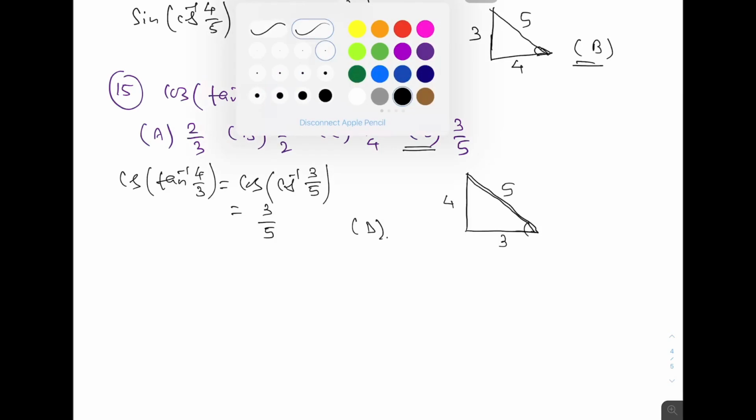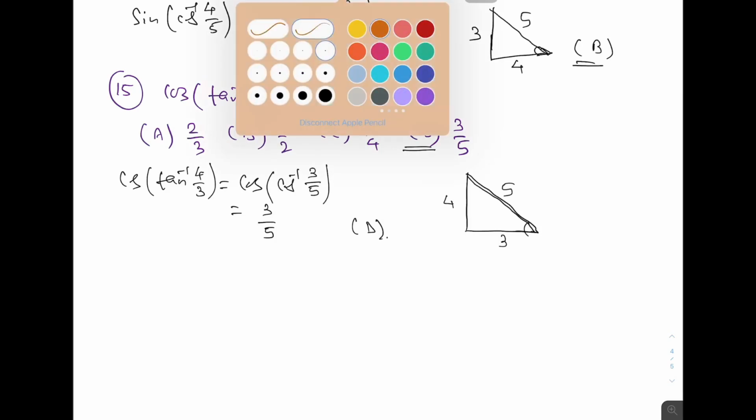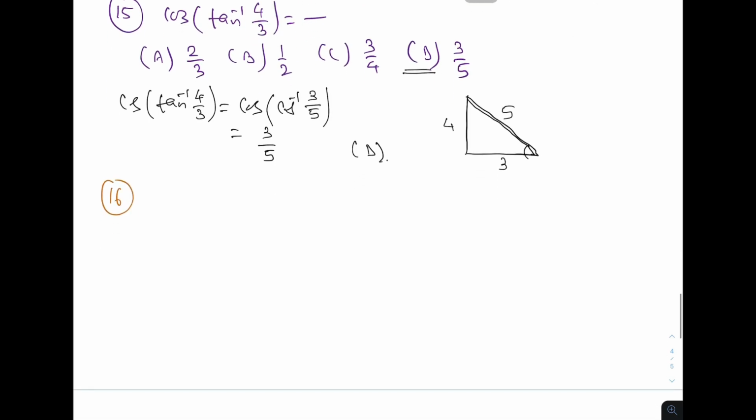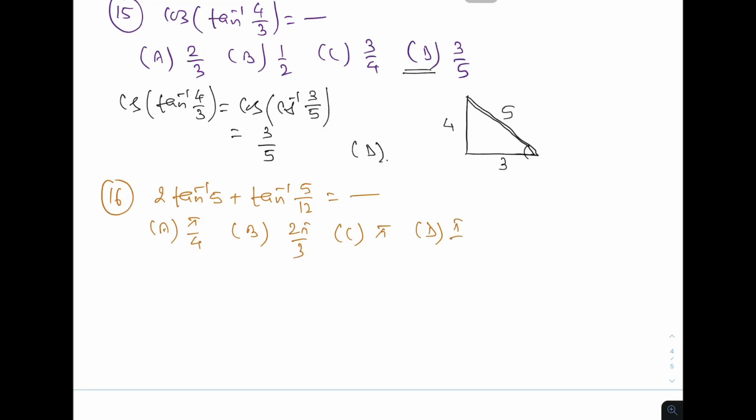Okay. Next, 2 tan inverse 5 plus tan inverse 5 by 12 is blank. Options are pi by 4, 2 pi by 3, pi by 2.